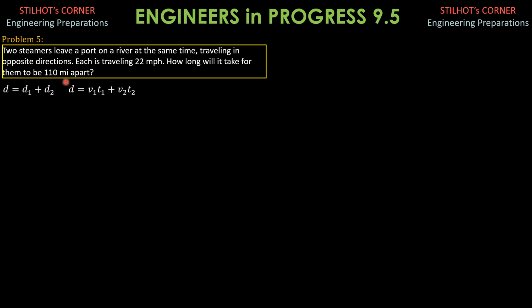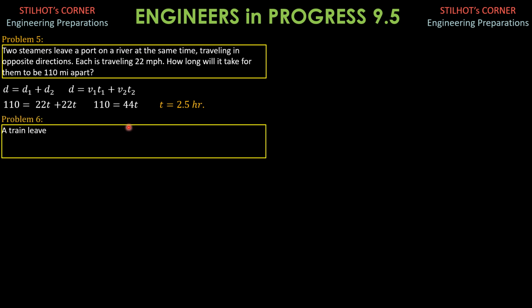So the distance after a time t is 110 miles. So 110 equals 22 times t plus 22 times t. So 110 equals 44t. So t is 110 over 44, and that is 2.5 hours.